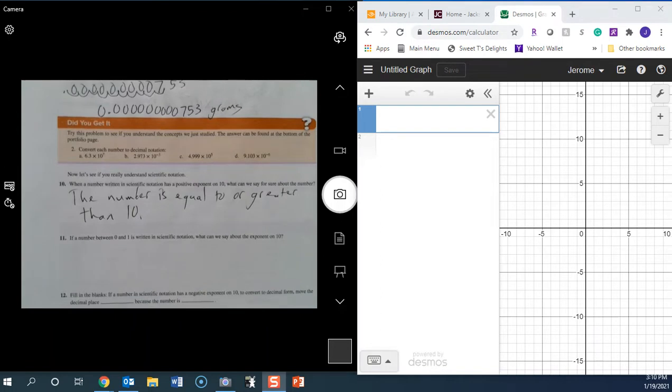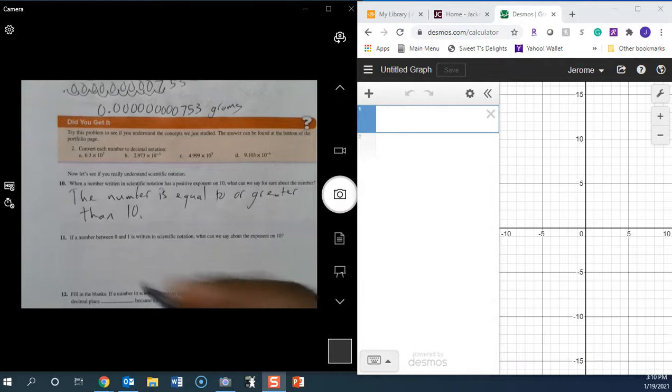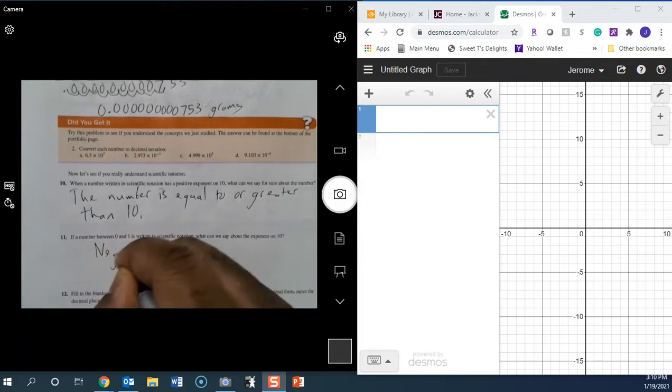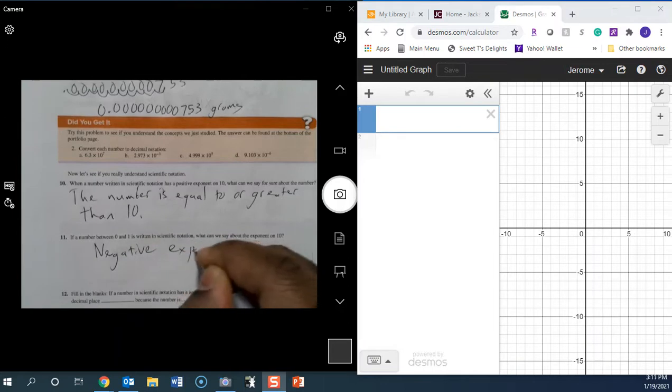11. If a number between 0 and 1 is written in scientific notation, what can we say about the exponent on 10? Now, if you notice, if a number is between 0 and 1, that means that it's less than 1 but greater than 0. So it'll be some decimal or a traditional fraction. So that means that we will have a negative exponent.